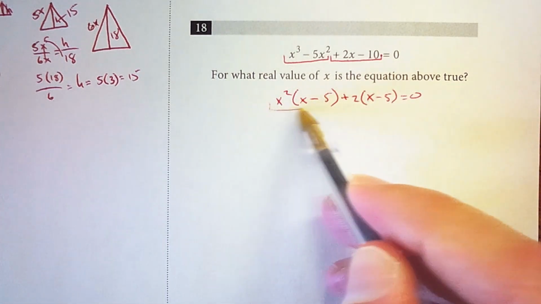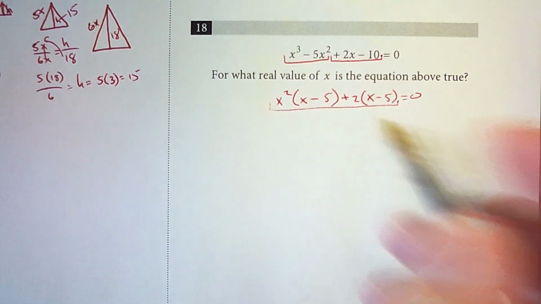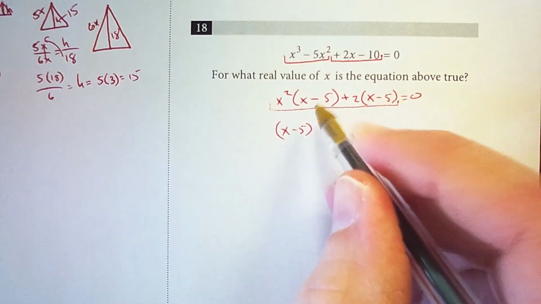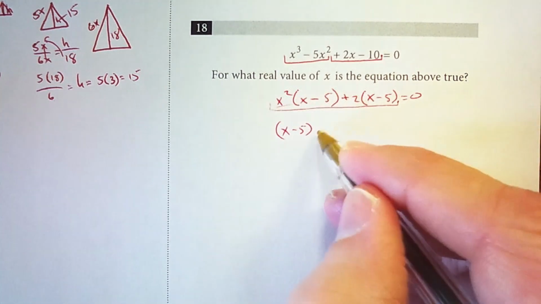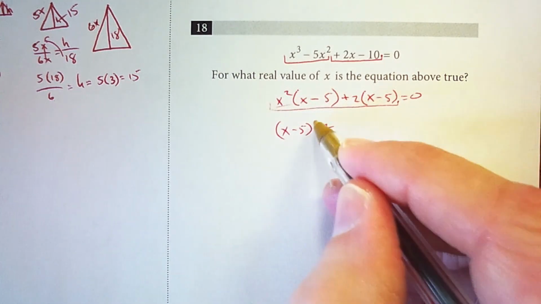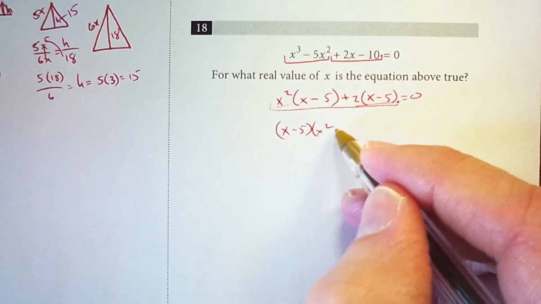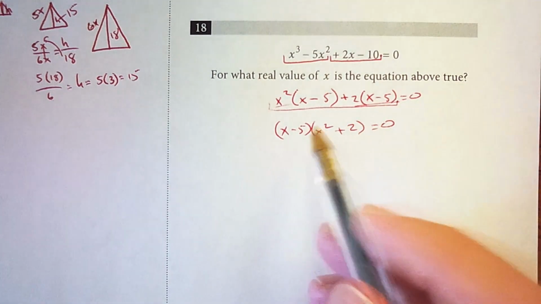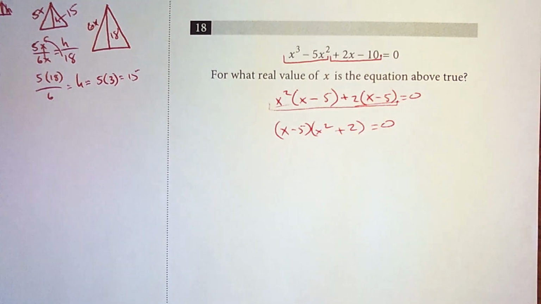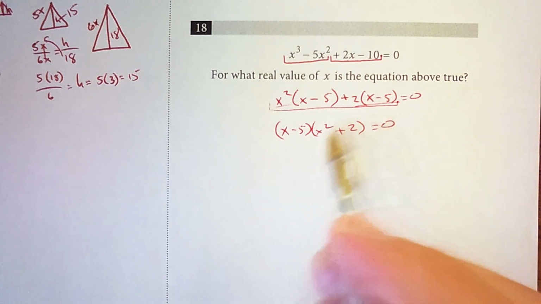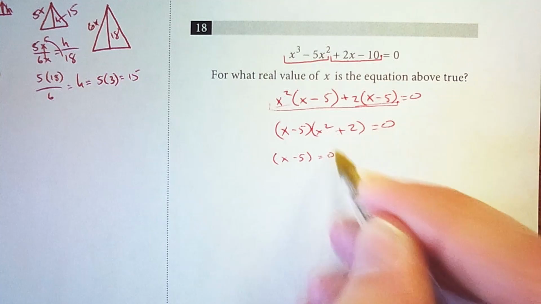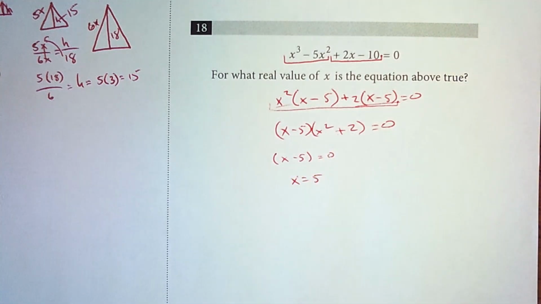Now, out of this entire left side, I can factor out the GCF, which is x minus 5. And when I divide this first term by x minus 5, I get x squared. And when I divide this second term by x minus 5, I get positive 2. So when I set each factor equal to 0, I will get my solution. So this is my completely factored form. When I set this factor equal to 0, x minus 5 equals 0, I get x equals 5.